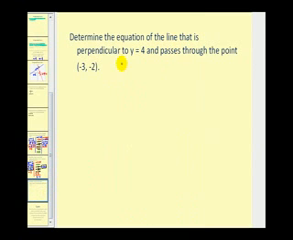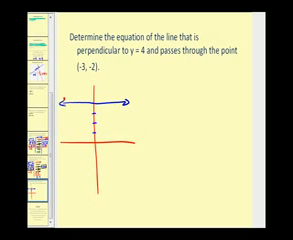Let's take a look at one more. Determine the equation of the line that is perpendicular to y equals 4 and passes through the point negative 3, negative 2. y equals 4 is a horizontal line that looks like this. Well, the slope of a horizontal line is equal to 0, and the reciprocal of 0 is undefined. So let's think about this a little bit more. The only line that's perpendicular to a horizontal line would be a vertical line.